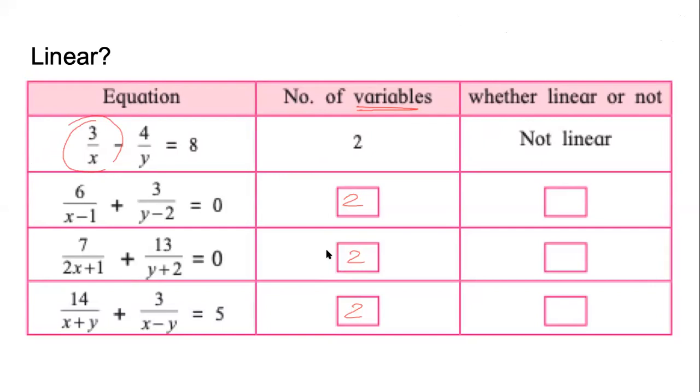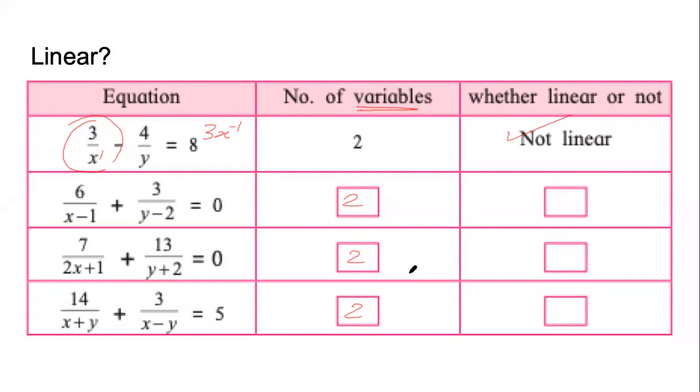3 by x. Thank you, Khadija. It is -1. Karthik, it is not 1 beta. It is x to the power 1. So when we write it in the numerator, this becomes 3x to the power -1. So the power is -1. And that is why this is not linear.